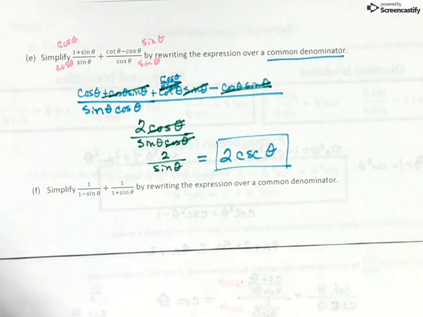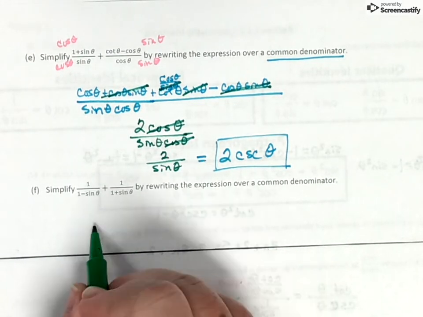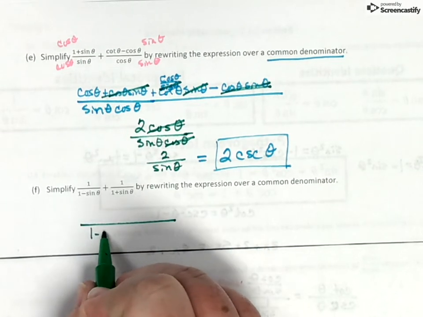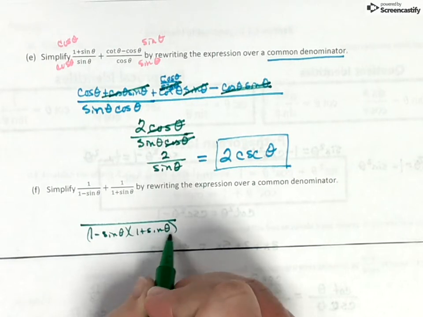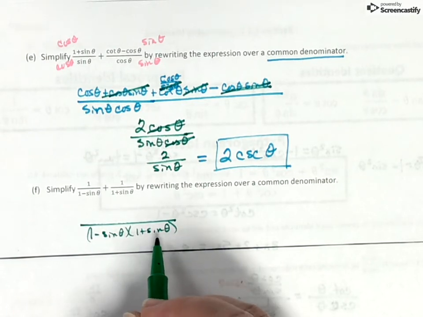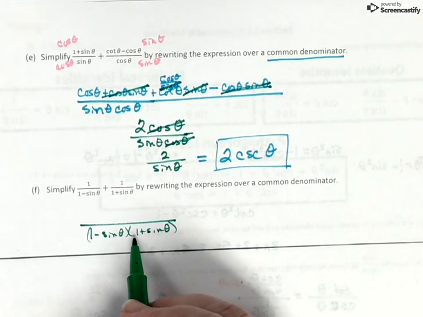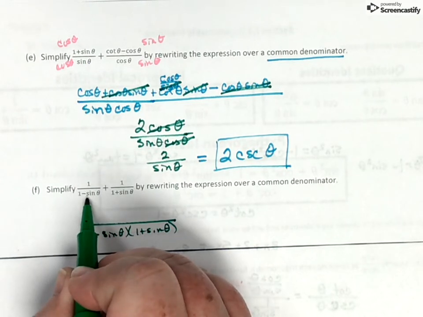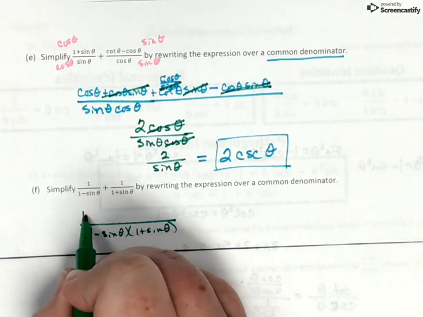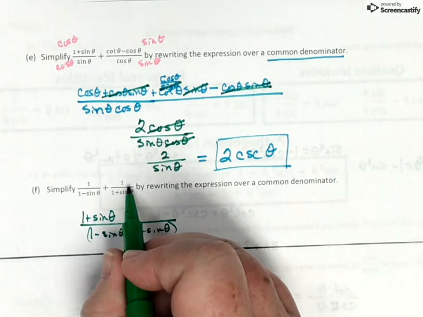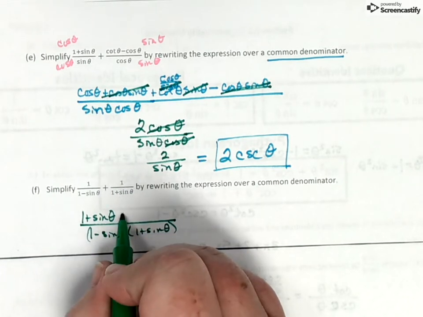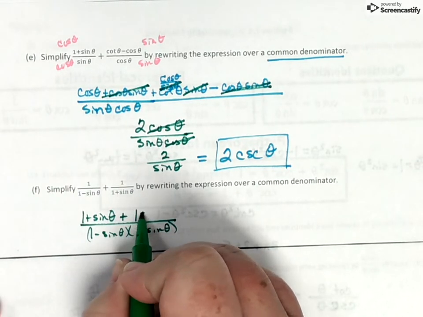A little more complicated common denominator. The common denominator for this problem is going to be 1 minus sine theta times 1 plus sine theta. Oh, there's our conjugates. We'll come back to that in a minute, but that's our denominator that's common. What's missing from the first fraction? 1 plus sine theta. So we're going to multiply that times the top. What's missing from this one? 1 minus sine theta. So we're going to add and then multiply that on the other side.